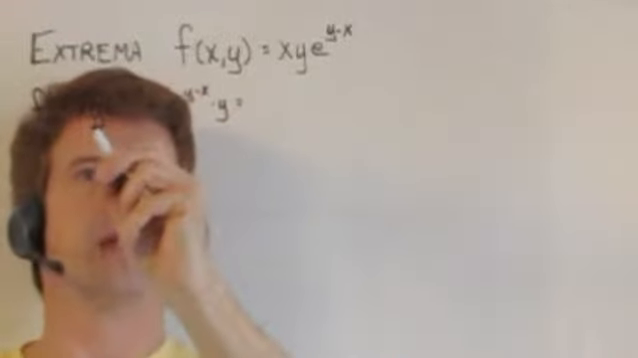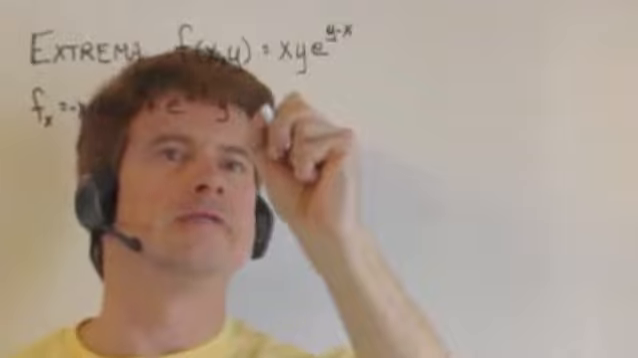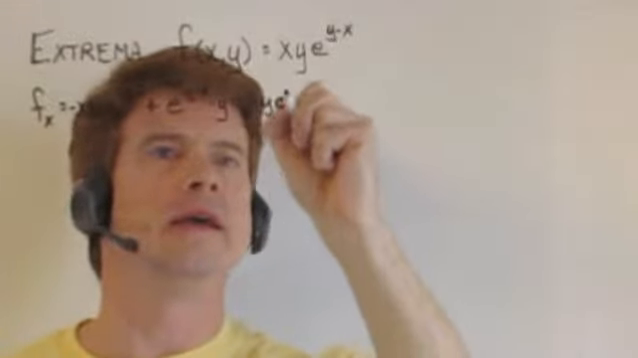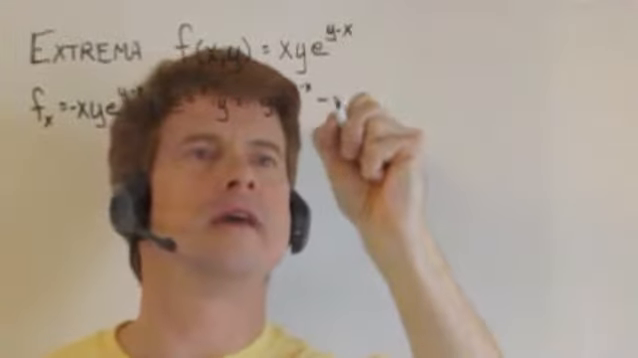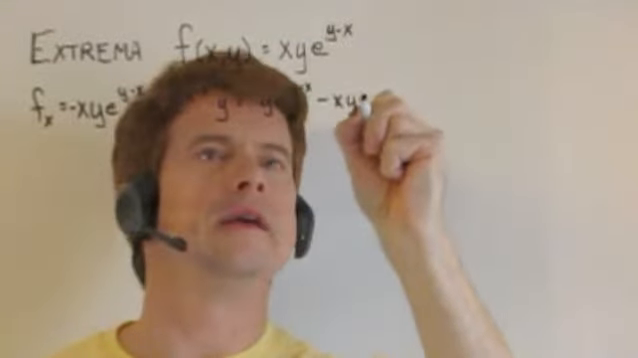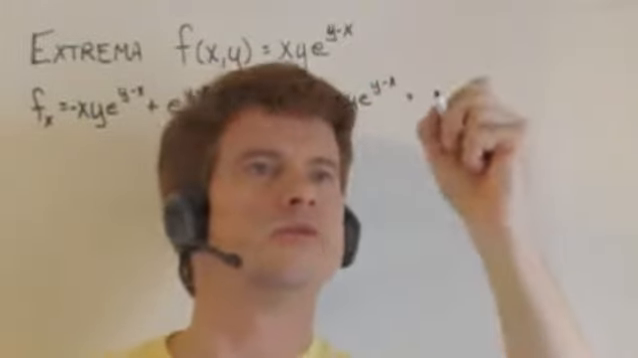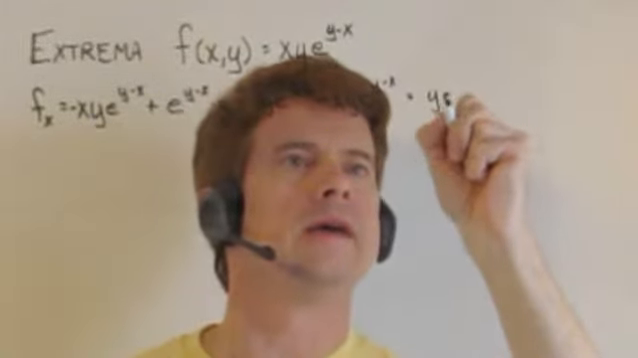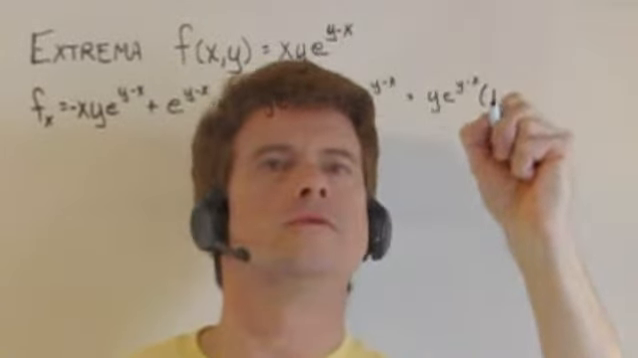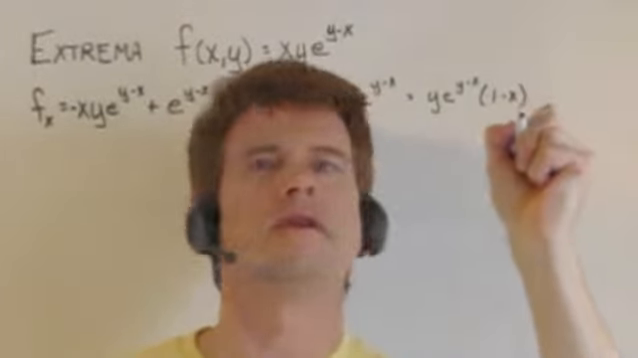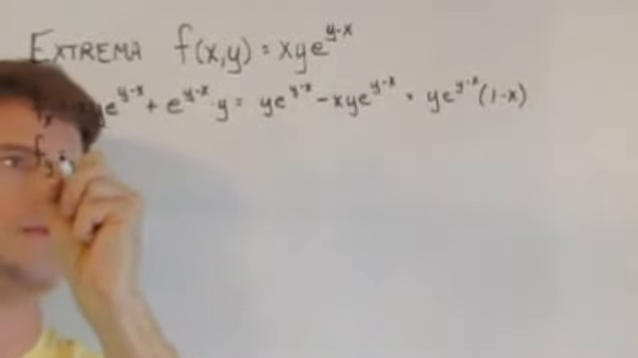So now factoring out, let's just rearrange this first: y e to the y minus x. And let's go ahead and simplify and factor out the y e to the y minus x, leaving 1 minus x. Next we need our f of y.